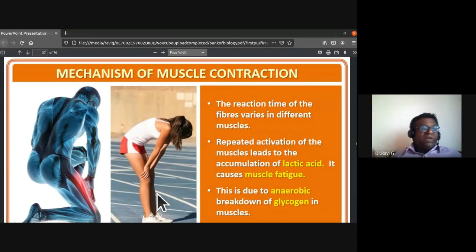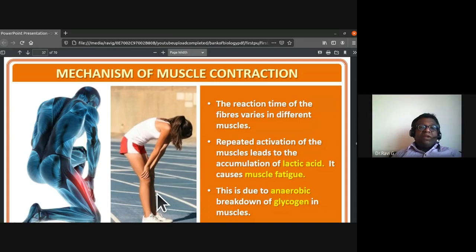This is due to anaerobic breakdown of glycogen in muscles. I told you that glycogen is stored in our body. It is just like reserve fuel in your bikes. Similarly, we have reserve food stored in our body. 100 grams is stored in the liver as glycogen, and in the muscles of our body, 500 grams of glucose is stored as glycogen. So they are the reserve food material.